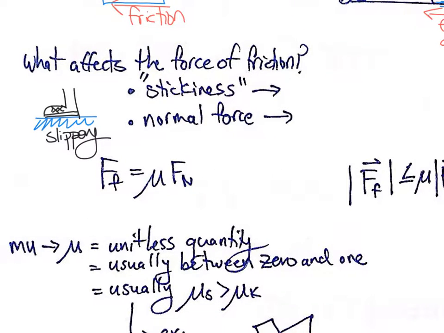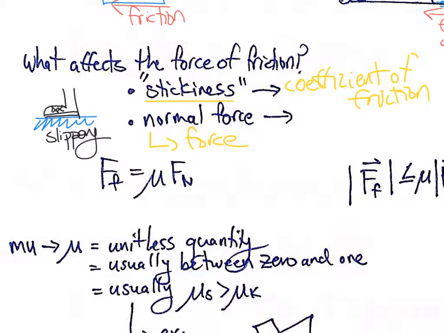I think the stickiness makes sense intuitively, but we're going to call this the coefficient of friction. So yes, in physics we can use a number to quantitatively describe how sticky two surfaces are relative to one another. And then the normal force. You've learned before that this is perpendicular, but it's the force pushing the two surfaces together.